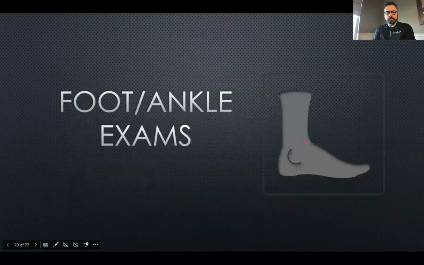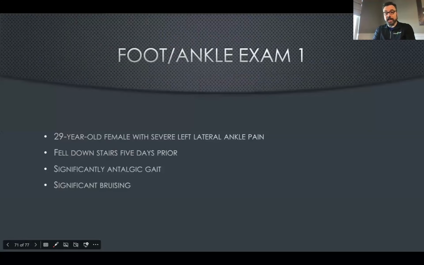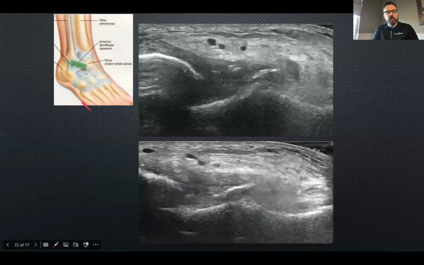Foot and ankle. These are my last two cases, and then I will get you guys back to work. 29-year-old female, severe left lateral ankle pain. She fell down the stairs. And what we wanted to look at was the ATF, because she had a significant ankle injury. And what we found here is, instead of seeing a nice clean ATF, we see this little sliver of bone has avulsed off of the talus. So she had not only, she severely sprained her ATF, and she had actually avulsed a portion of the talus right off of the bone there.